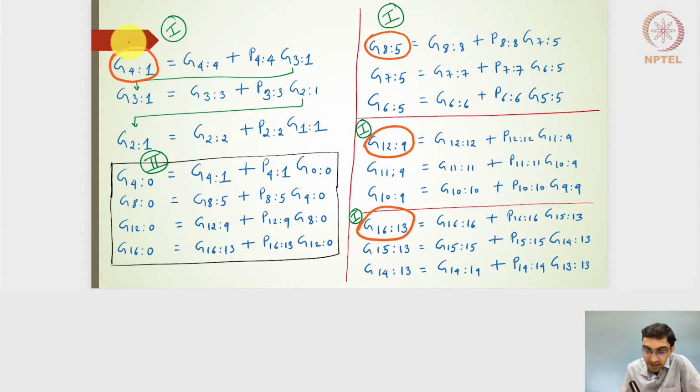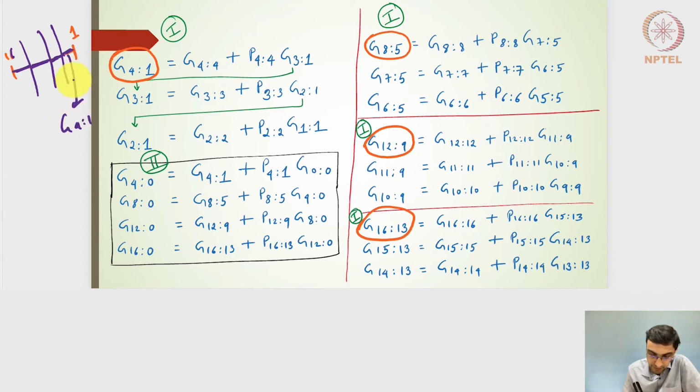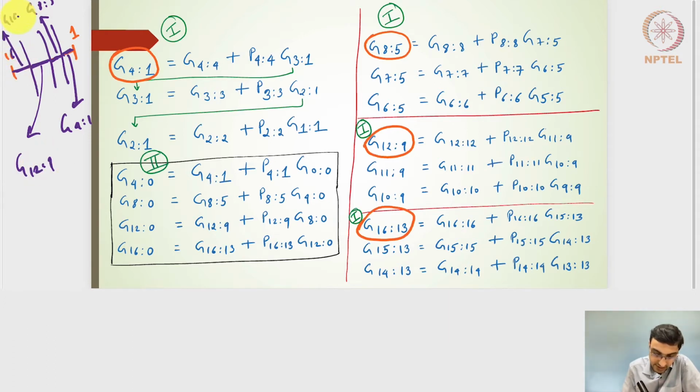right? So if I have a group of 16 bits starting from 1 to 16, we are going to take it and logically divide it into 4 such groups, right? 1:4, 5:8, then 9:12, and then 13:16. So 4 groups are generated simultaneously, and this is going to give me G4:1, this is going to give us G8:5, this is going to give us G12:9, and this is going to give us G16:13.